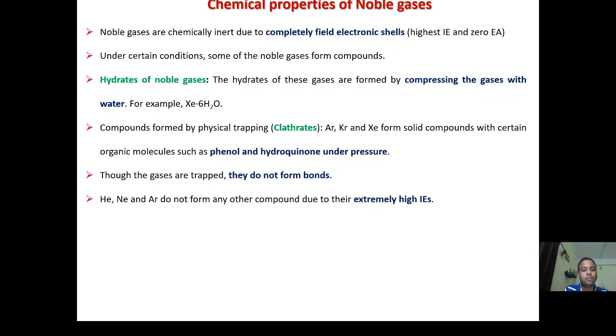Helium, neon, and argon do not form any compounds due to their extremely high ionization energy. That means removing their electrons is quite difficult, and so they are unreactive compared to the other noble gases. The ionization energy of krypton is a bit lower. That is why it forms some compounds, especially with fluorine.